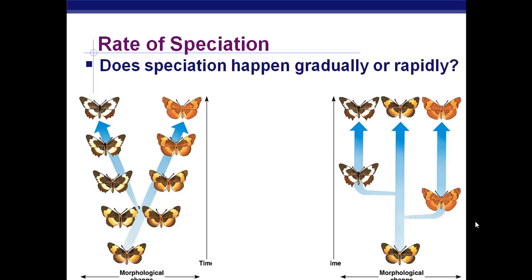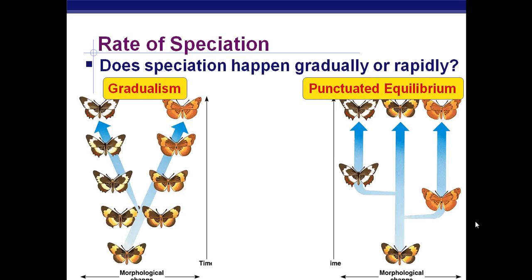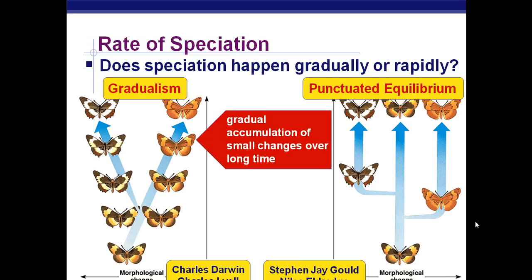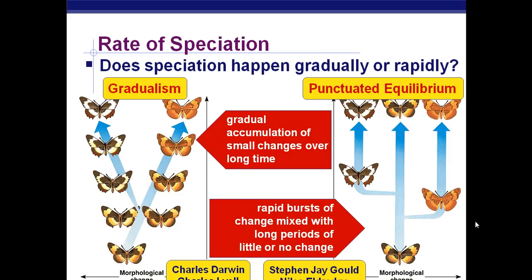So, does speciation happen gradually or rapidly? Here's your gradualism, punctuated equilibrium. Charles Darwin, Charles Lyell supported the gradualism model. Stephen Jay Gould, Niles Eldredge support the punctuated equilibrium model. Gradualism says that there's a gradual accumulation of small changes over long periods of time. Punctuated equilibrium says that rapid bursts of change are mixed with long periods of little to no change.